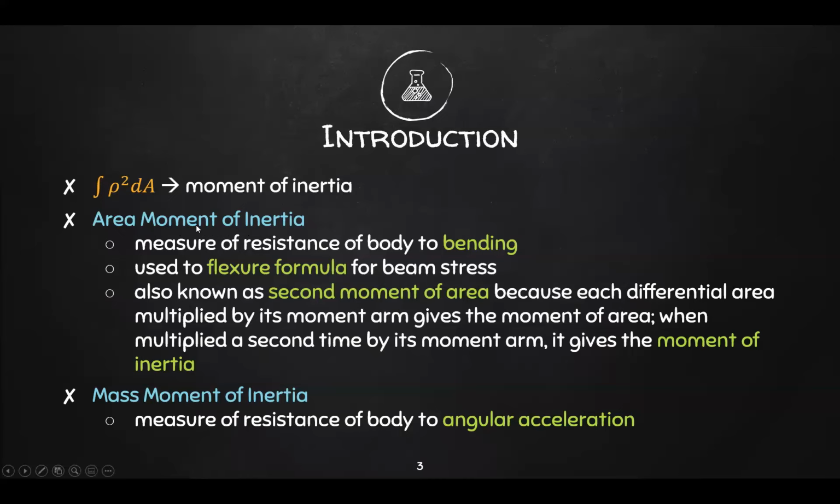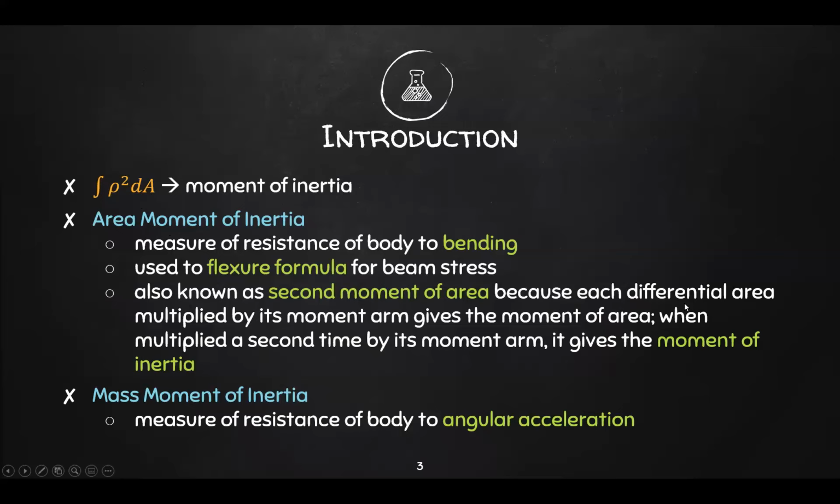So let's see the definition of your area moment of inertia. It is the measure of resistance of body to bending. So that is your application of this expression when it comes to the equations involving structures or structures of rigid bodies. Okay, so used to measure the resistance of body to bending. Another thing is this expression is used for flexure formulas for beam stresses. And one important definition of this is that it's also known as your second moment of area.